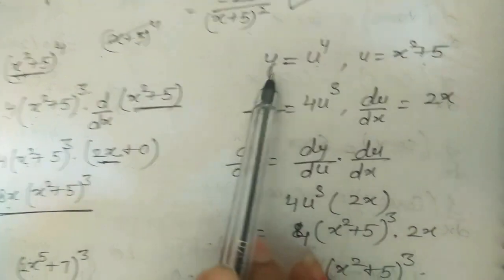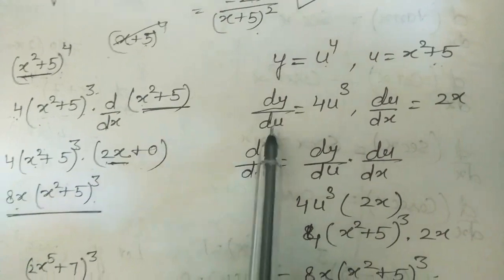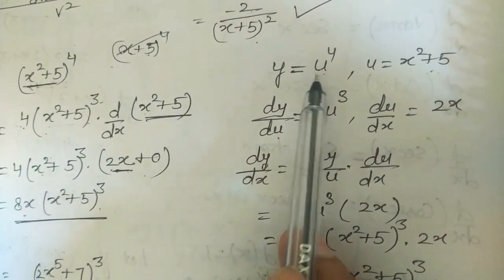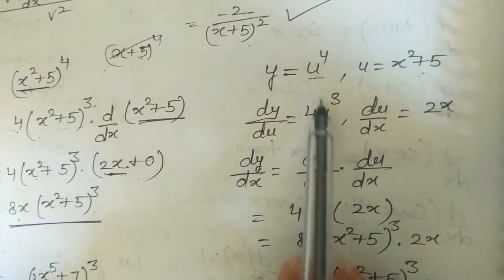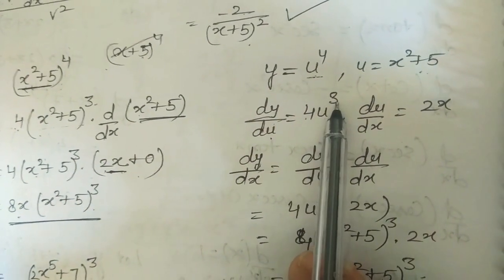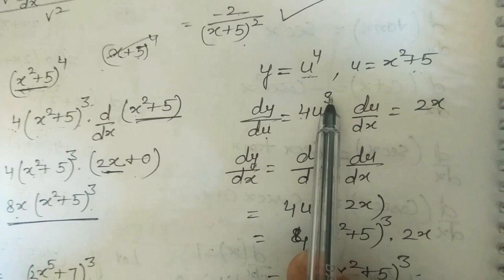So what is y here, a function of u? So we will take dy by du. What is the formula of dy by du? We take the x raised to power n formula, the same. The power comes in front and reduces by one. So 4 into u power 3.